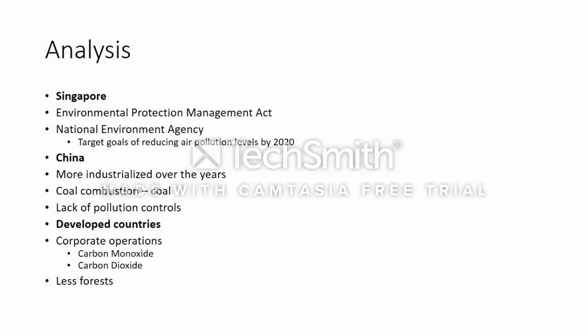Singapore's air pollution improved from 1990 to 2013, while China's air pollution worsened in the same years for the following reasons. Singapore's air pollution control is regulated by the Environmental Protection and Management Act. The National Environment Agency helps assess air pollution levels and reviewed plans by Singapore's government to reduce air pollutant emissions and have target goals of reaching each by 2020. Singapore also revised its green plans.